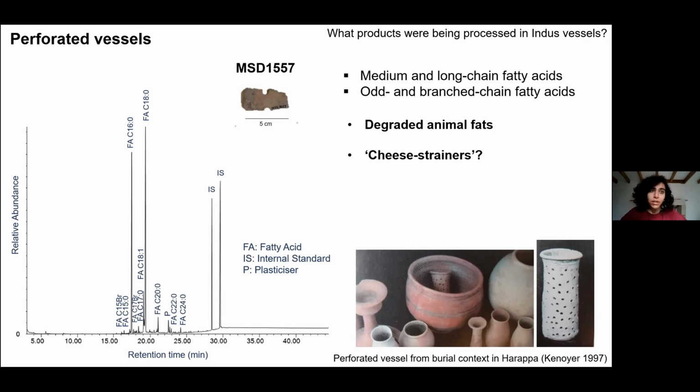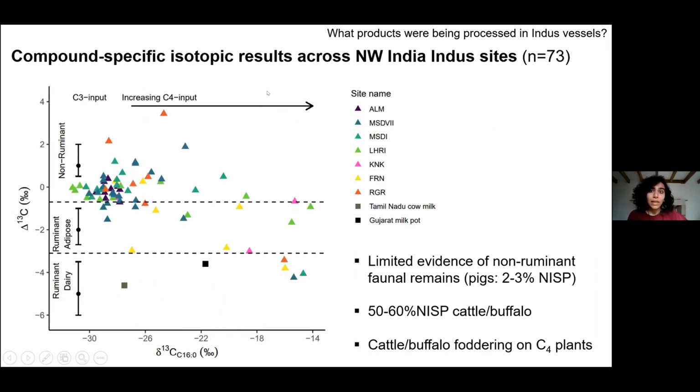But when I conducted the compound-specific isotopic analyses, I was very surprised by my results. I was expecting to find perhaps a lot more evidence for dairy. And as you see here, there are only 4 vessels that really show very clear direct evidence for dairy use in the vessels. And when I say dairy, I don't mean just milk. It could also mean other types of dairy products.